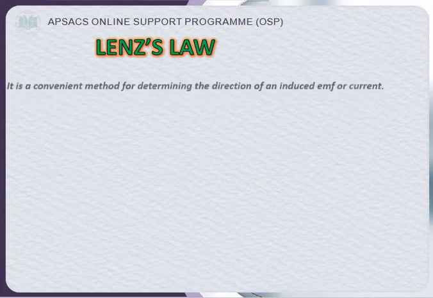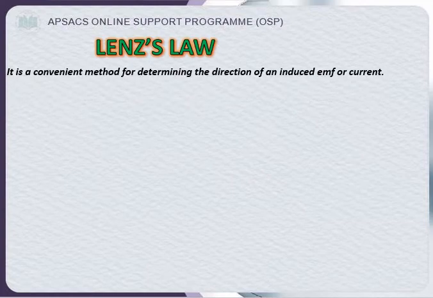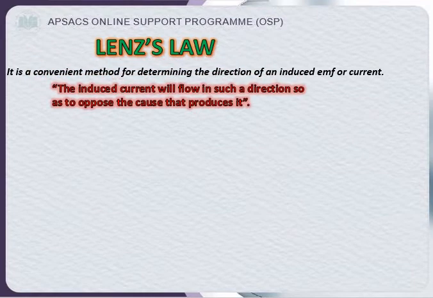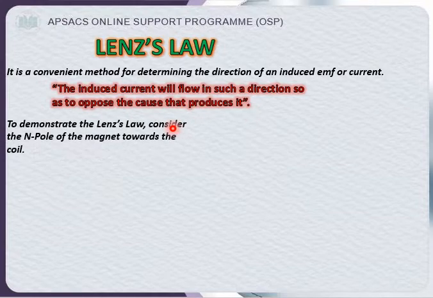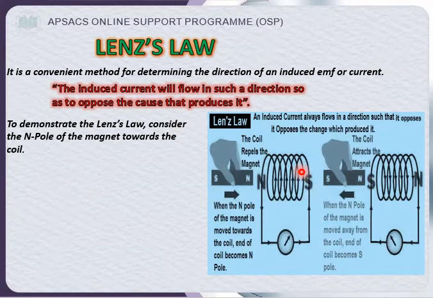Lenz's law is a convenient method for determining the direction of an induced EMF or current. So the definition will be: the induced current will flow in such a direction so as to oppose the cause that produces it. So basically we have to consider the figure first.